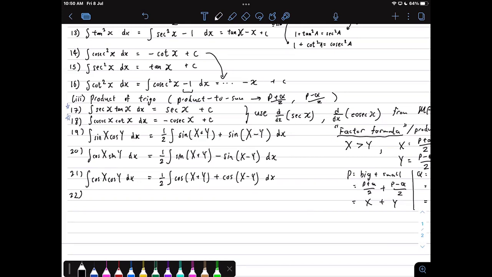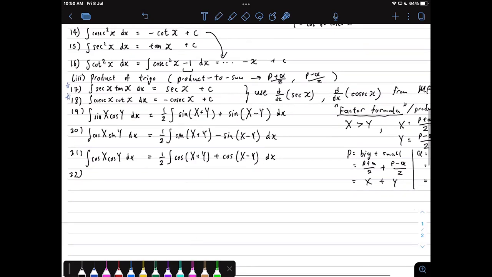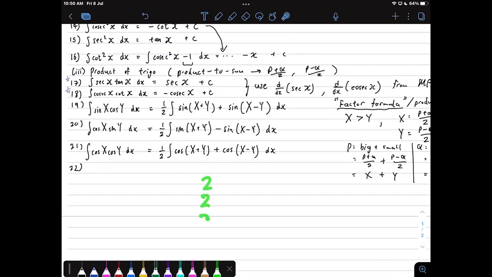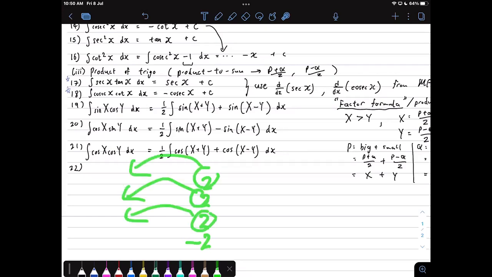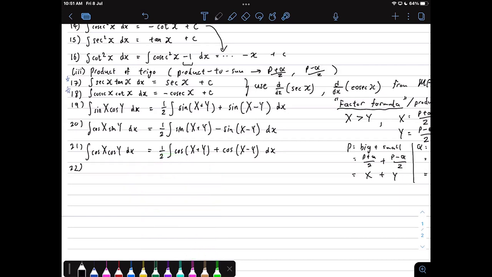You're basically just using the MF26, but then you have to divide by the coefficient. You see 2, 2, 2, and -2, right, in the formula list, page 3. Then you just divide over, so it becomes half. Then the last one will be -half. Moving on to the last one involving -half, it's the integral of sine x times sine y dx equals -half times the integral of cosine of x plus y minus cosine of x minus y dx.